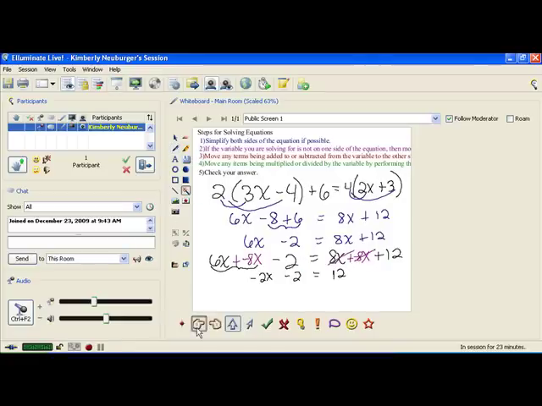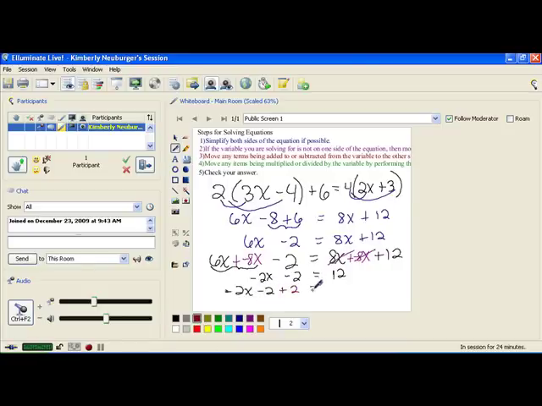For step number 3 here, I need to move anything added or subtracted. And notice that I have this minus 2 here. The opposite of having a negative 2 is to add a positive 2. So I'm going to add a positive 2 to both sides to move this away from my variable. So I have negative 2x minus 2, and then I'm going to add 2 into both sides.